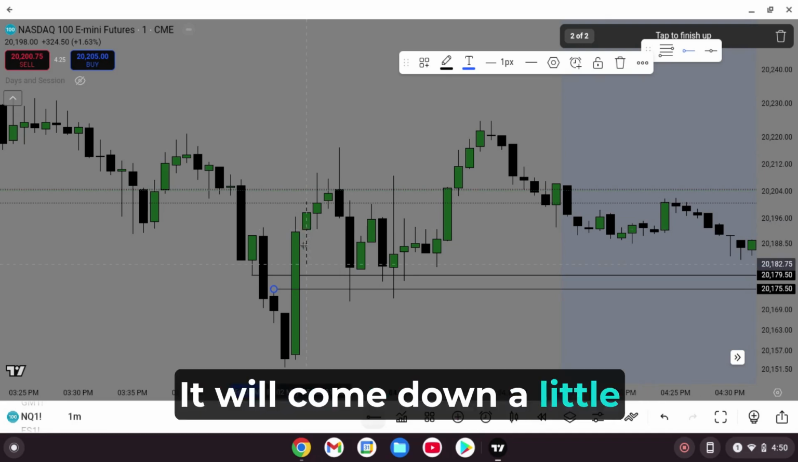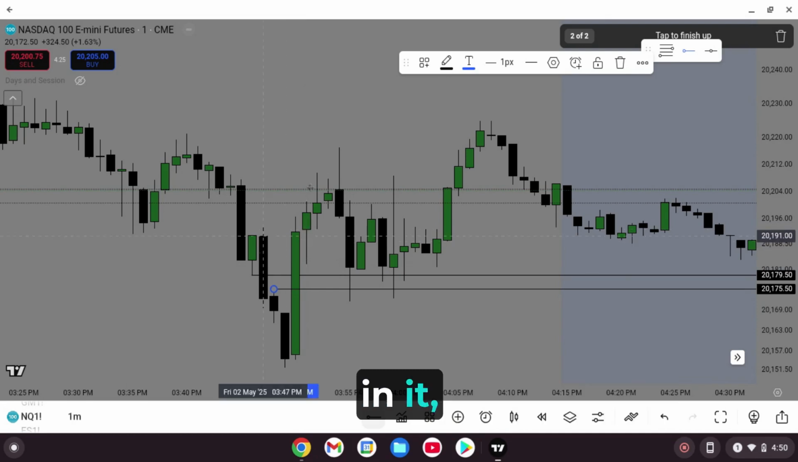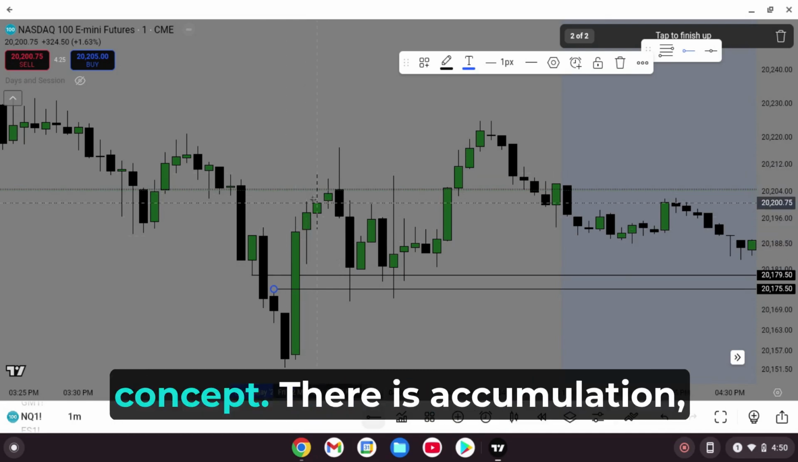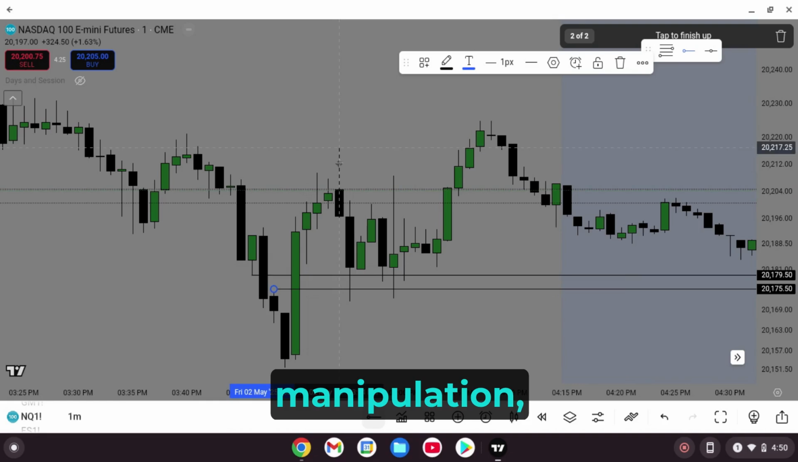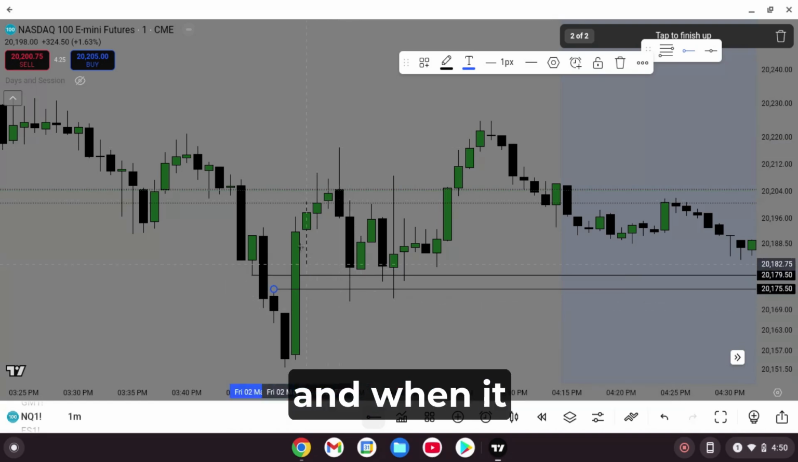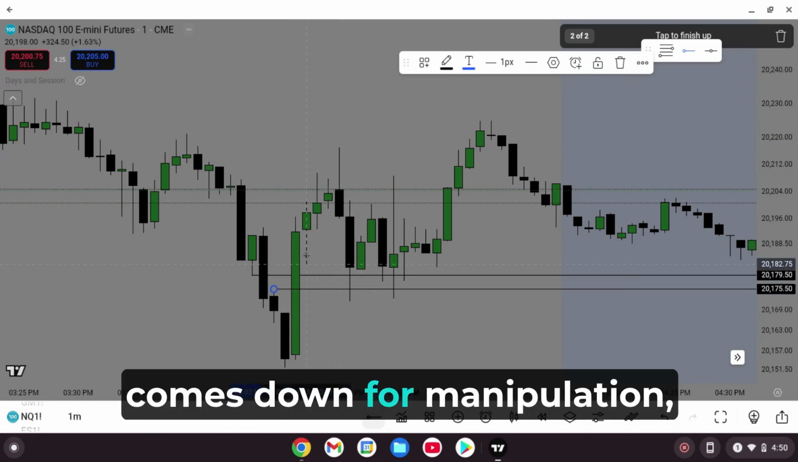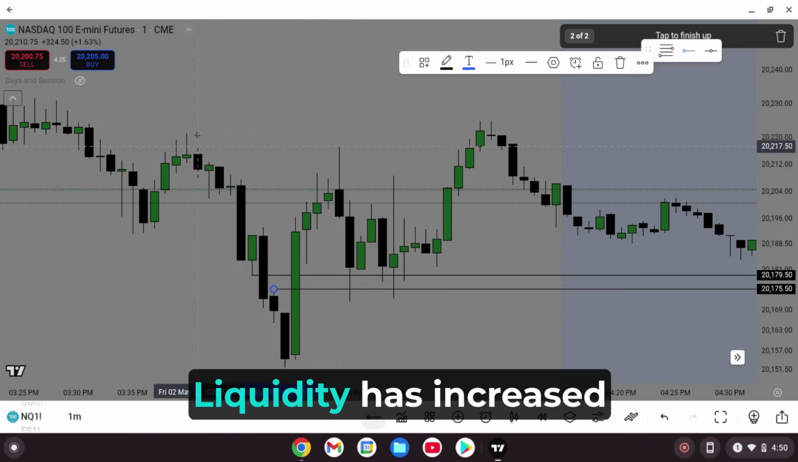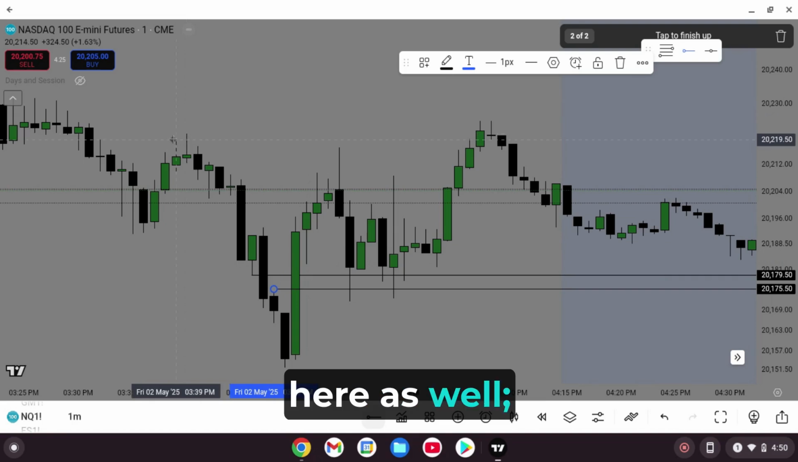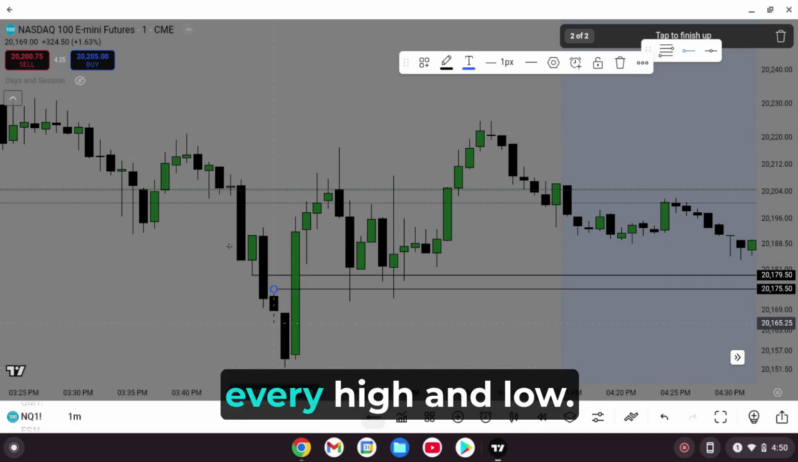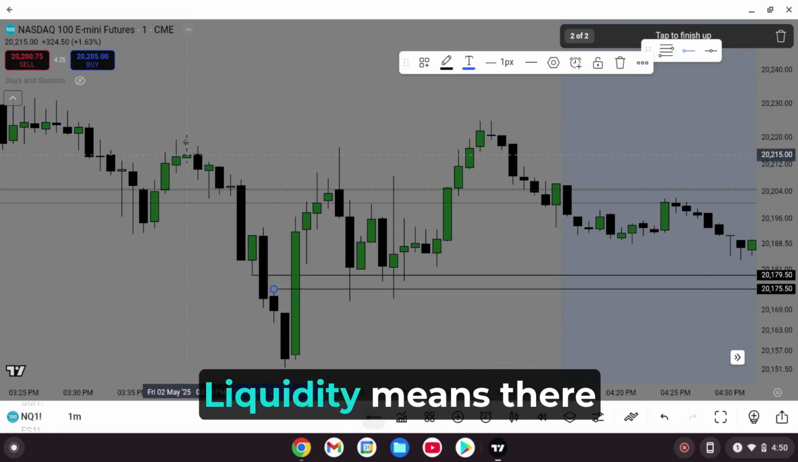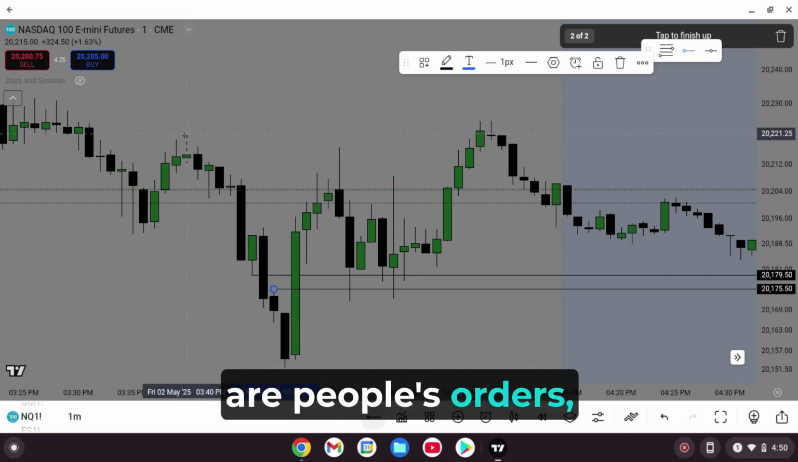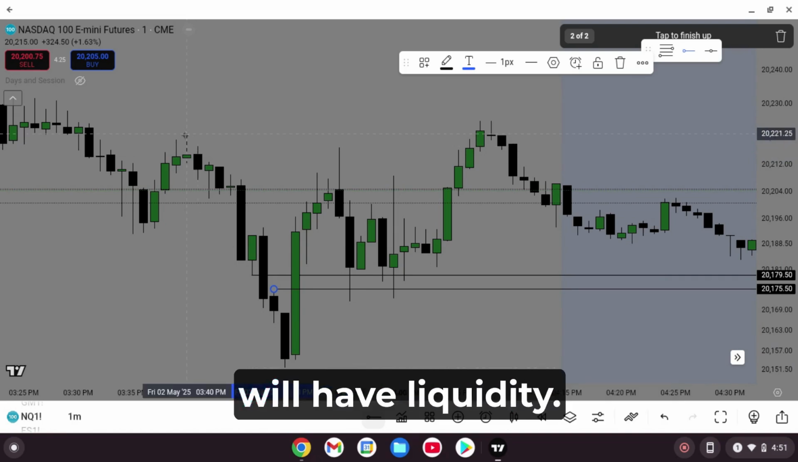It will come down a little because there is manipulation in it. You might have heard of the concept. There is accumulation, manipulation, and distribution in the market, and when it comes down for manipulation, you can enter here and run it. Liquidity has increased here as well. There is liquidity at every high and low.